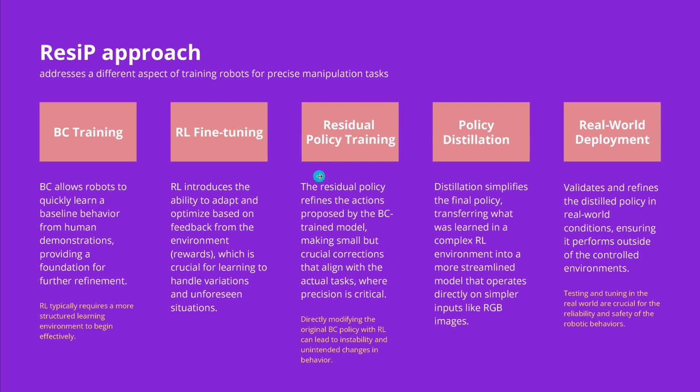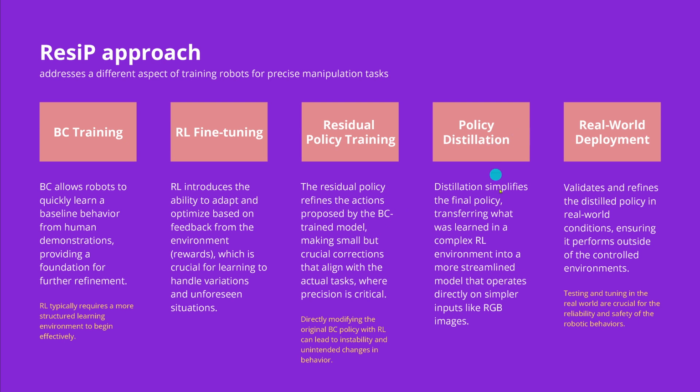First one. The residual policy refines the action proposed by the frozen BC trained model, making small but crucial corrections, I showed you this in the video, that align with the actual task where the precision is critical. Remember, the robot was not able in the first video to grasp the little bolt or screw or whatever it was. It needed some small correction from the camera, from the visual policy, to really be in a position that it was able to fulfill its task. So, why do we do this? Because directly modifying the original BC policy with reinforcement learning can lead to instabilities and unintended changes in the behavior of our BC policy model. So this is nice if we can decouple this.